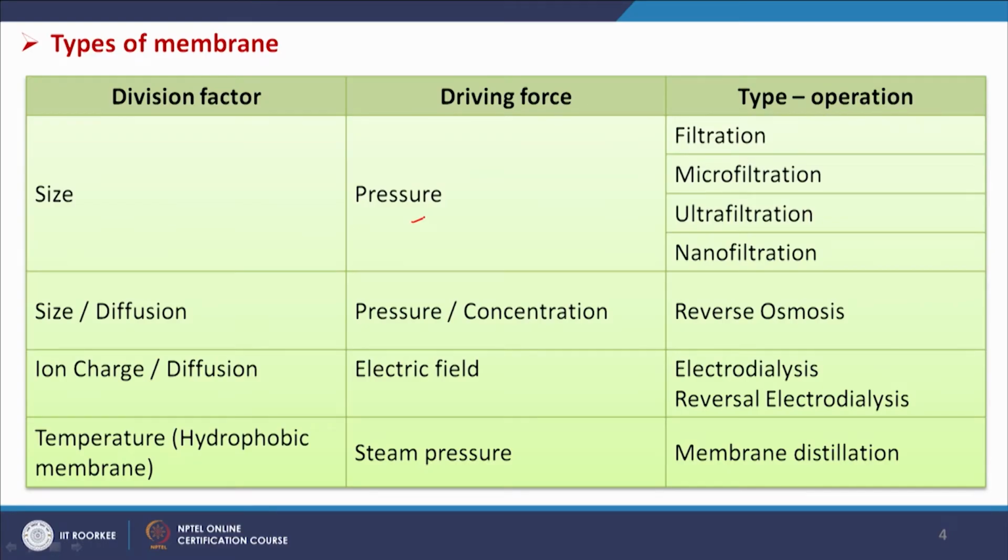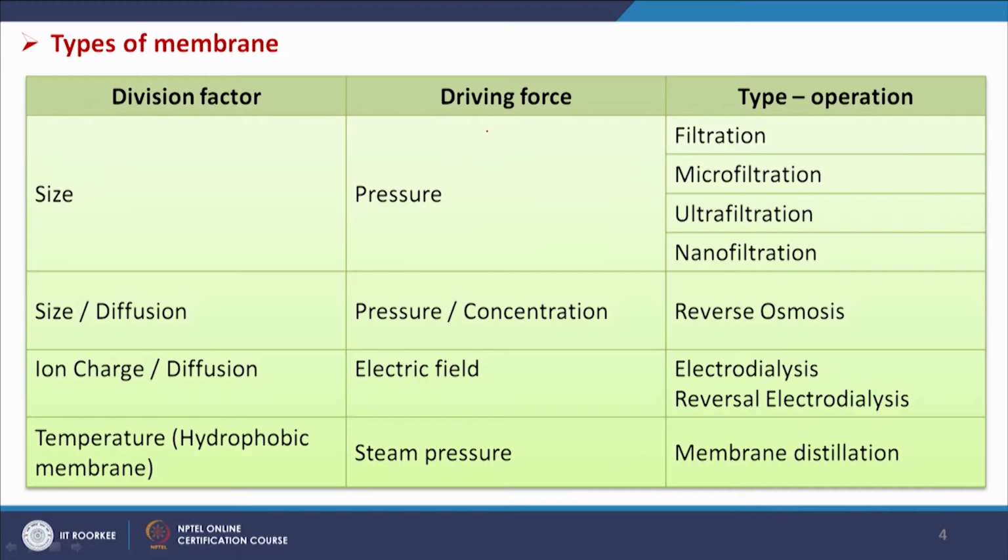Now, we will see the types of membrane. Depending upon different driving forces and separation factors, we can have different types of membrane and their operation. When the driving force is pressure and the separation factor is size, we can have filtration: microfiltration, ultrafiltration, nanofiltration, where the size will be different for different filtration. And when pressure and concentration are responsible, we can have the process of reverse osmosis, where size and diffusion both are the separation factors.